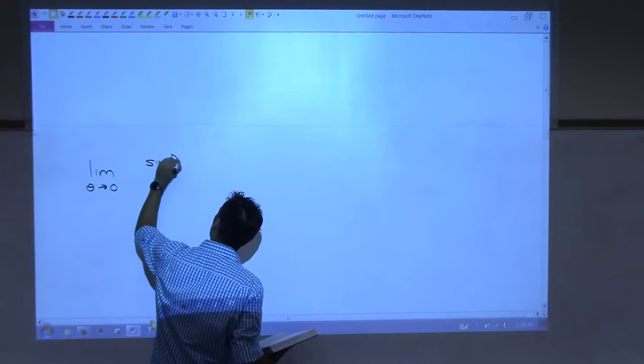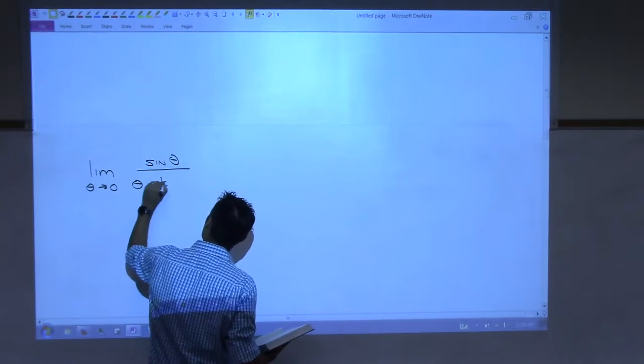Sine theta over theta plus tangent theta.